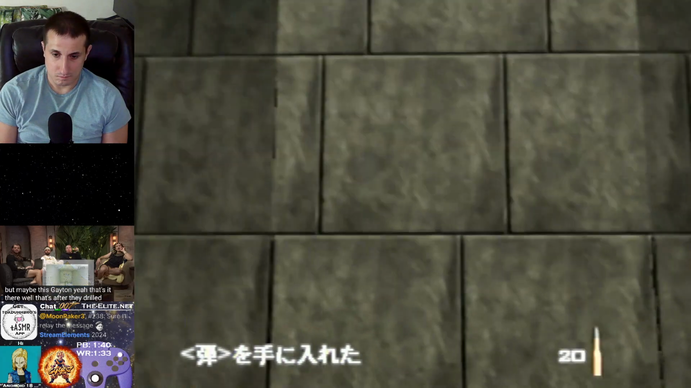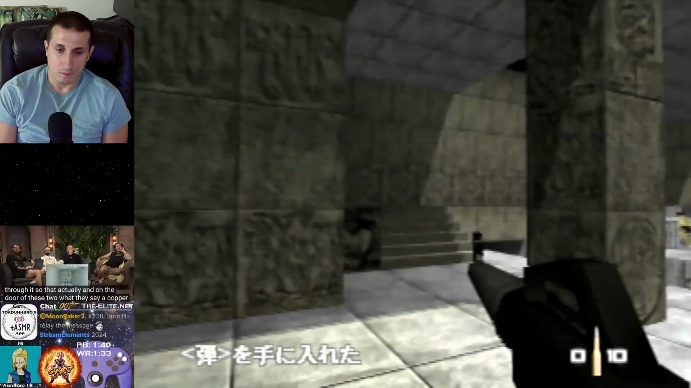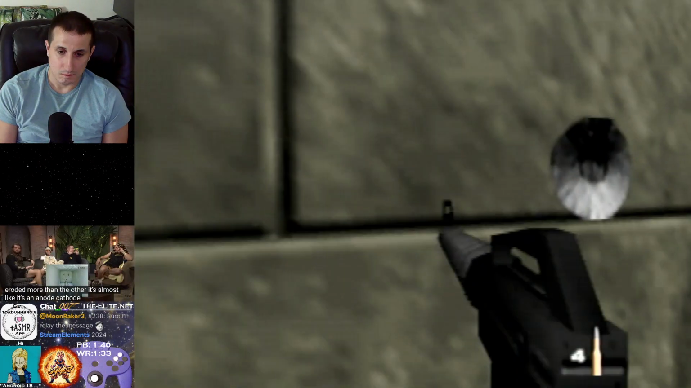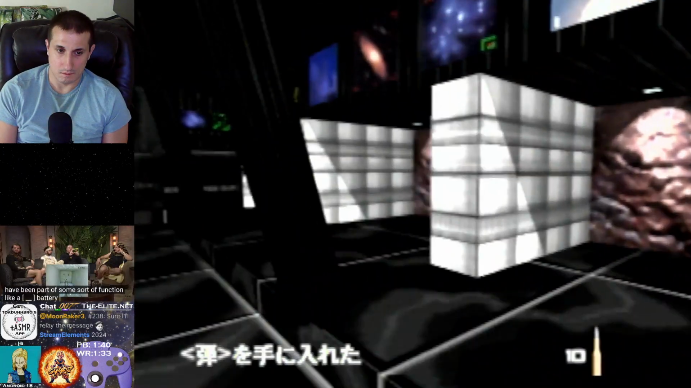Well, that's after they drilled through it. And on the door are these two, what they say are copper handles, but one of them's eroded more than the other. It's almost like an anode and cathode, like it may have been part of some sort of function. Like a battery? Yeah, something like that.